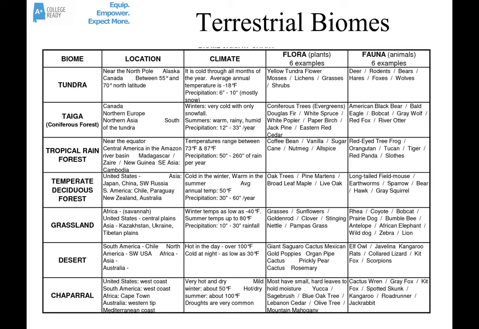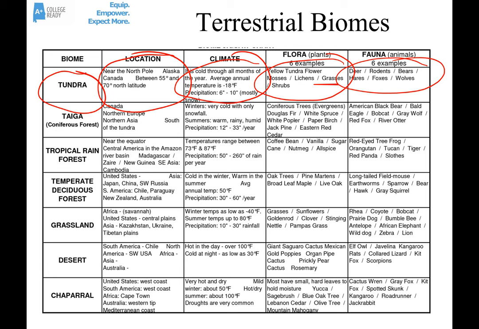Just point out a couple. We've got the tundra, which is located up near the North Pole. Climate is very, very cold. Some precipitation, mostly as snow. Some examples of the flora that live there, the plants, are the tundra flowers, mosses, lichens, small grasses, and shrubs. The fauna, the animals that live there, are things like deer, some rodents, bears. Notice it's mostly mammals.